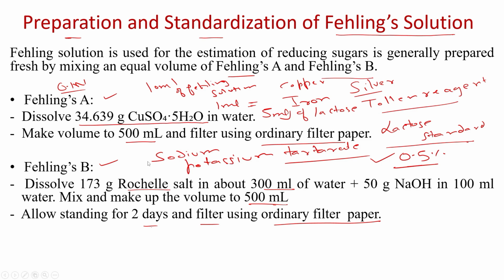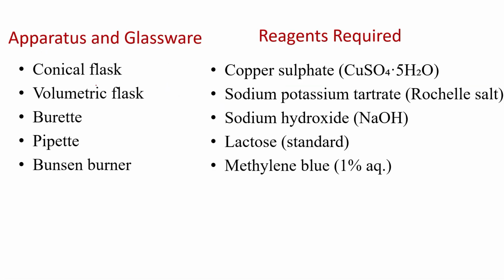Now you want to determine its strength, and that strength you will determine by using standard lactose. So what are the apparatus and glassware? You require conical flask, volumetric flask, burette, pipette, and Bunsen burner for heating. And then the reagents required are copper sulfate, sodium potassium tartrate, which is Rochelle salt, sodium hydroxide, and lactose standard, that is 0.5% lactose standard is given to you. Methylene blue solution is required.